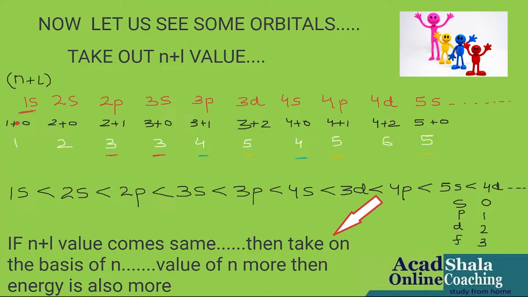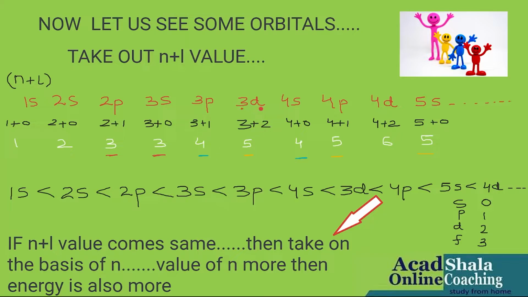For 1s, I will write 1, because this 1 is the N value, and for s I take the L value from here. S is 0, so I write 0. So 1 plus 0. For 2s, that is 2 plus the L value of s, which is 0, so I have written 2 plus 0. For 2p, that is 2 plus the p value from here, which is 1, so it has come out to be 3. For 3s, that is 3 plus the L value of s, which is 0, so 3 plus 0, 3. For 3p, 3 plus the p value 1, so 3 plus 1, that is 4.